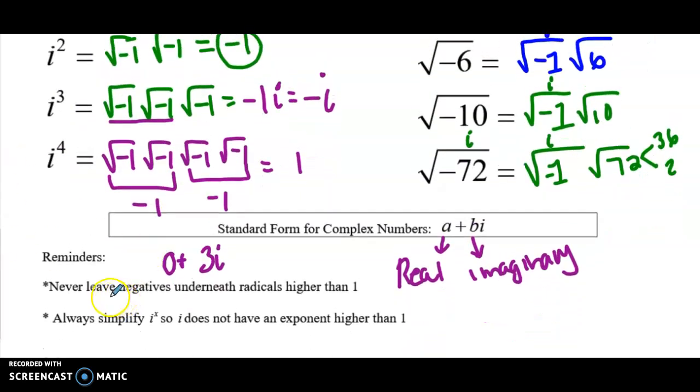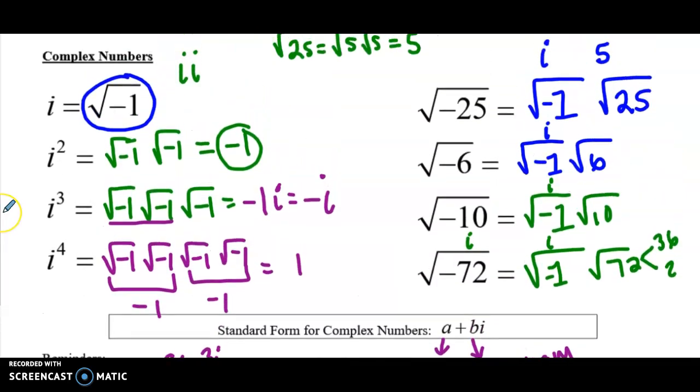Number 1, you never, ever, ever leave a negative underneath a radical, ever. So now we're going to pop that i out front. We're always going to simplify i so that it doesn't have an exponent higher than 1. Okay, so like I said, you can only see one i.